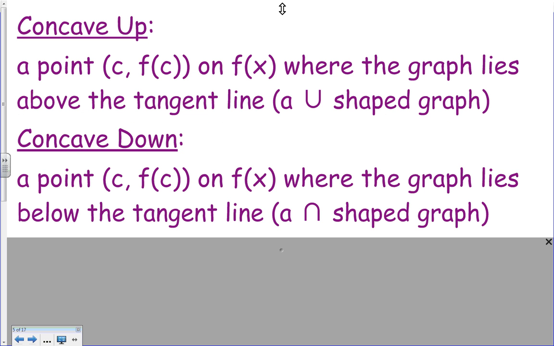All right, the next two terms deal with concavity. We call a function concave up if it has the following: a point C, f of C on the function f of x, where the graph lies above the tangent line. Another way to describe that is it has a U-shaped graph. If you draw the tangent line and your graph is above the tangent line, you've got a function that's concave up. On the other hand, concave down is a point C, f of C on f of x, where the graph lies below the tangent line. Or if you will, it's kind of like an upside down U shape.